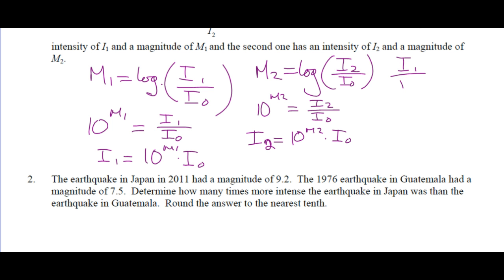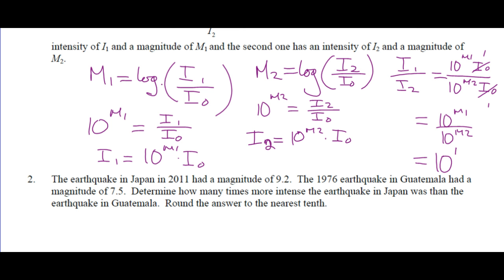So I1 over I2 is equal to, okay, so I1 is 10 to the m1 times I naught, I2 is 10 to the m2 times I naught. The I naughts cancel, because they're the same reference intensity. Each earthquake is measured against that reference. We're left with 10 to the m1 over 10 to the m2, which is 10 to the m1 minus m2.